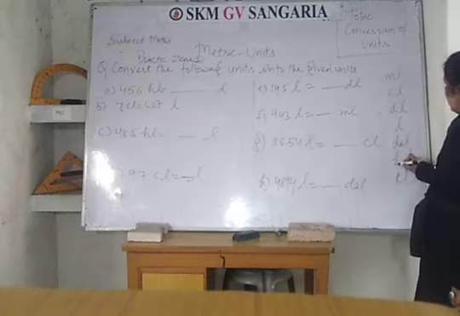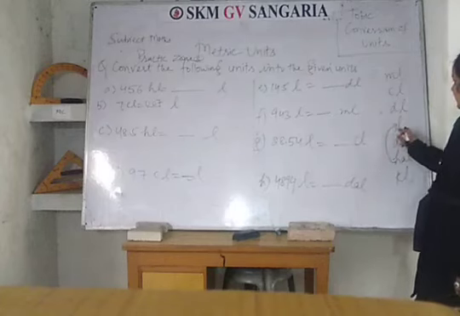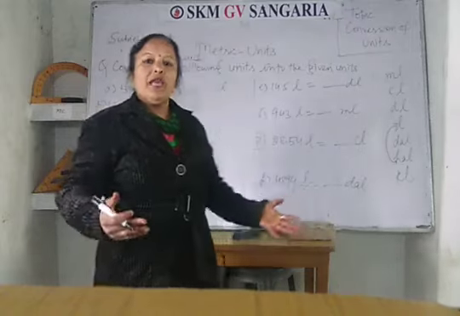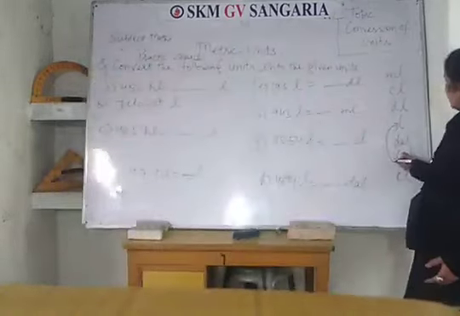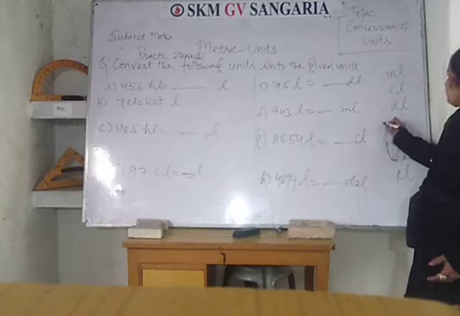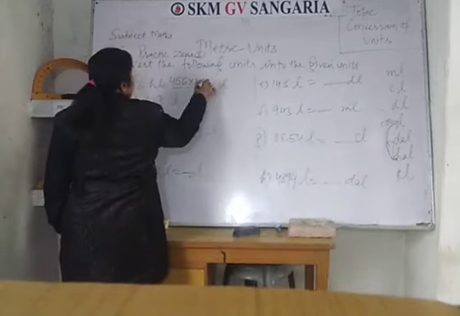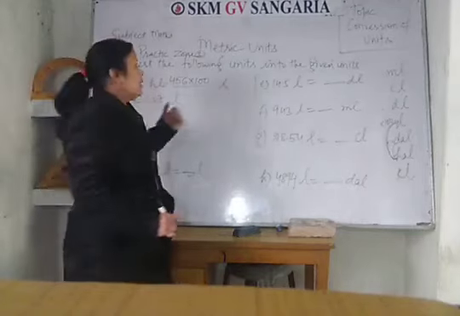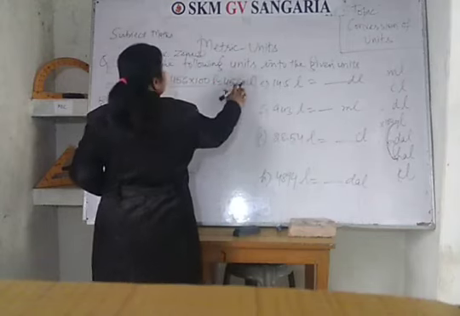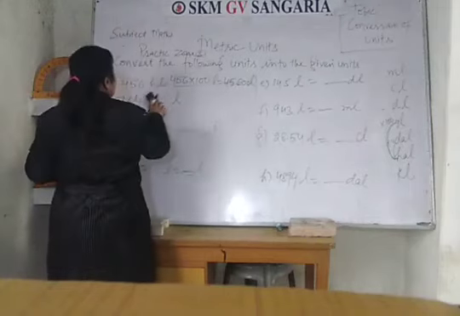Here hectoliter is to be converted into liters. Hectoliter is greater. When a greater unit is to be converted into a smaller unit, we multiply. When hectoliter is converted into decaliter, you multiply by 10. When hectoliter is converted into liters, you multiply by 100. So 456 into 100, and the unit will be converted into liters. So this is equal to 45,600 liters.